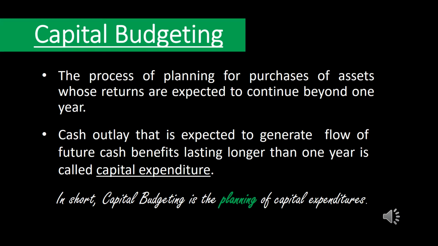Capital budgeting is the process of planning for purchases of assets whose returns are expected to continue beyond 1 year. Examples of assets whose returns are expected to continue beyond 1 year are land, building, and machineries. So cash outlay that is expected to generate flow of future cash benefits longer than 1 year is called capital expenditure. So in short, capital budgeting is the planning of capital expenditures.